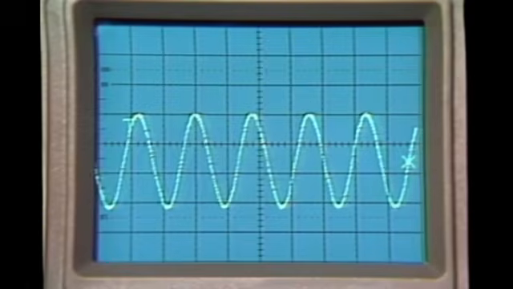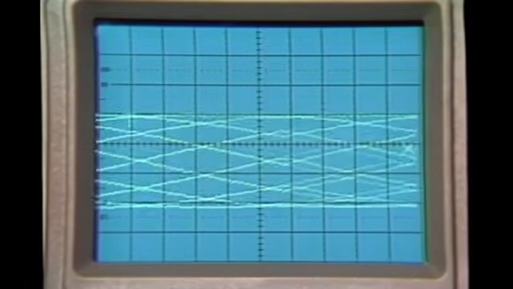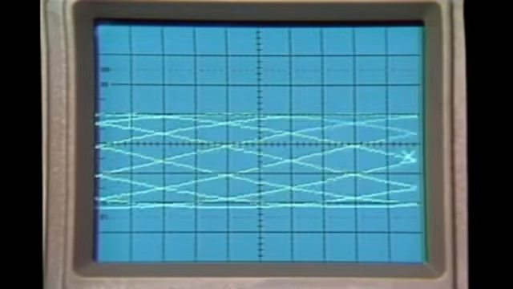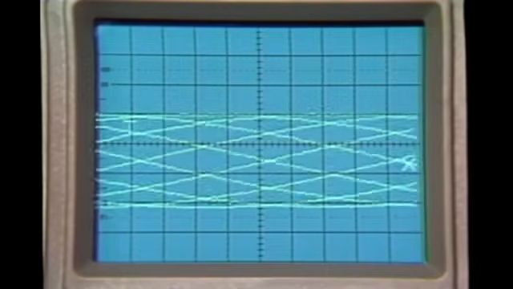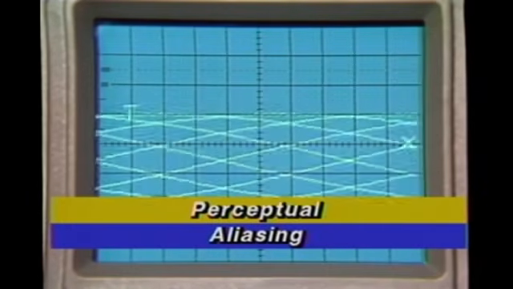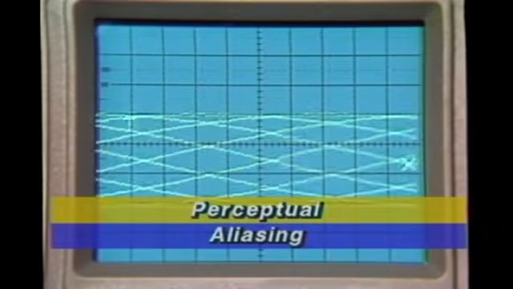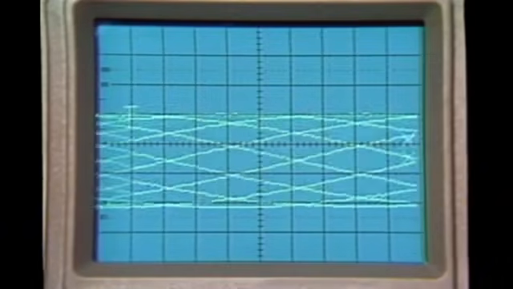One of the problems with dot displays is that as the frequency of the input signal increases with respect to the digitizing rate, fewer dots will be available to form the waveform. This can lead to a problem called perceptual aliasing. Perceptual aliasing means that what you see displayed may not be the true picture of what a signal actually looks like.